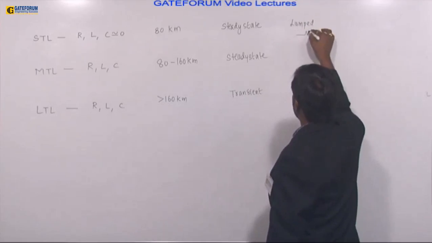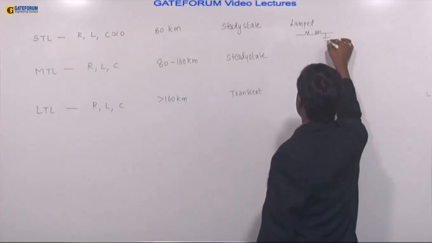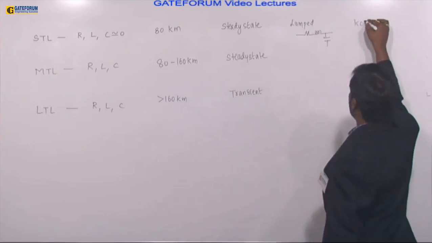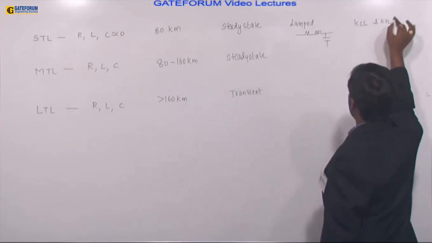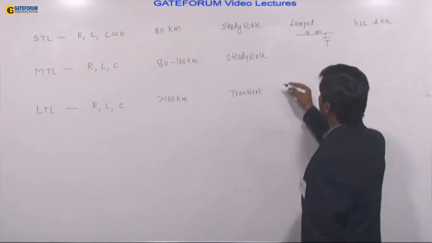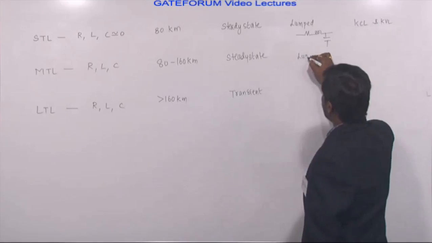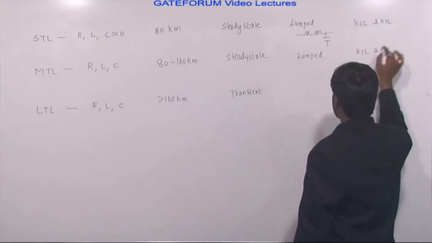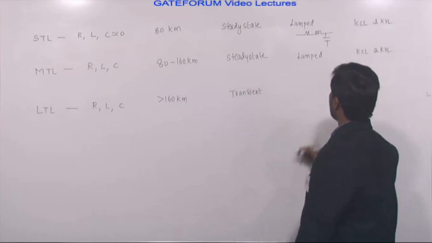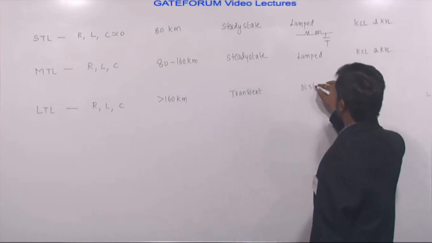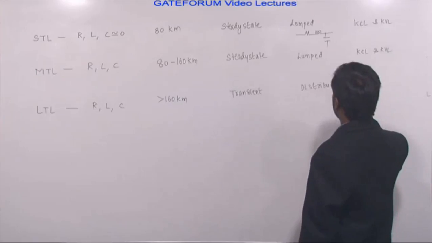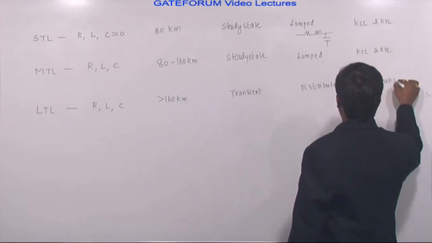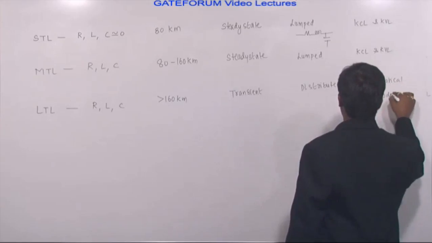What is the meaning of lumped representation? R, L, C physically separated. Whenever all three are physically separated, we apply KCL and KVL to analyze the network. Similarly, steady state means lumped elements representation. What do you have to apply here? KCL and KVL. For the long transmission line with transient behavior, which representation? Distributed representation. We have to use mathematical modeling.